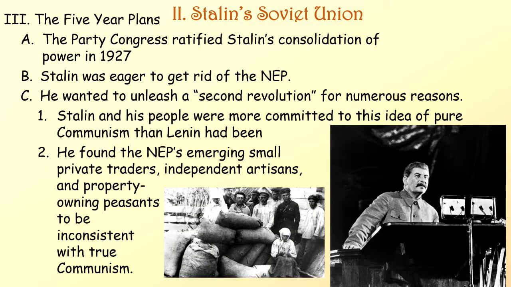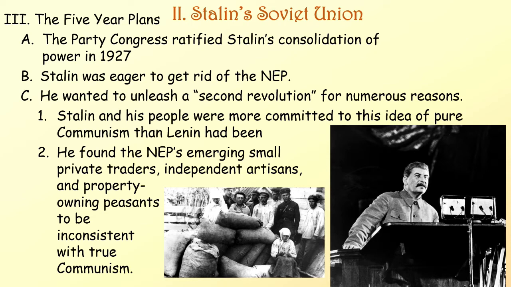The 5-year plans. The Party Congress ratified Stalin's consolidation of power in the year 1927, and Stalin was eager to get rid of Lenin's NEP. He wanted to unleash a second revolution for numerous reasons. Stalin and his people were more committed to this idea of pure communism than Lenin had been.